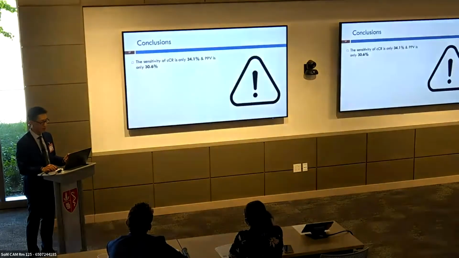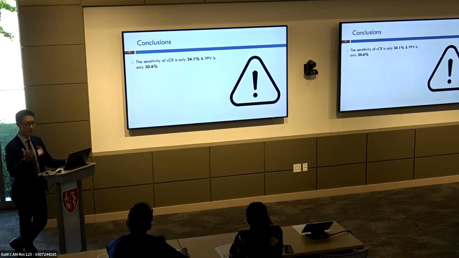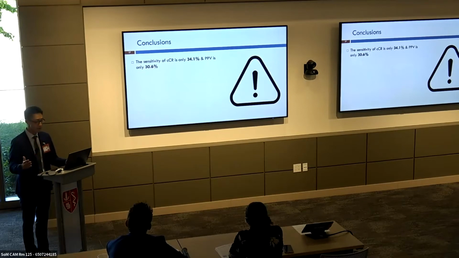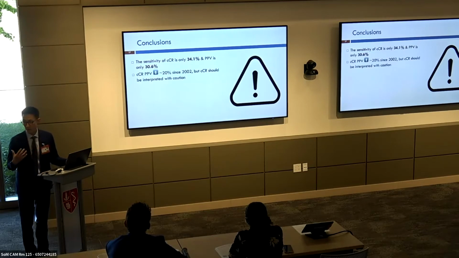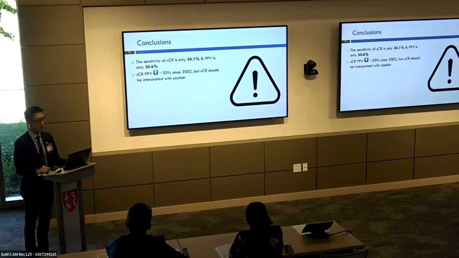So in conclusion, in our study of a 10-year cohort of Stanford patients undergoing surgery for locally advanced rectal cancer, the sensitivity of a CCR for predicting a PCR was only 34.1%, and the positive predictive value was only 30.6%. So the positive predictive value that we find for CCR is about 20% higher than that reported by a widely cited study from Memorial Sloan Kettering from 2002. But our results do highlight the fact that even today, CCR should still be interpreted with caution when counseling patients due to its relatively low positive predictive value.